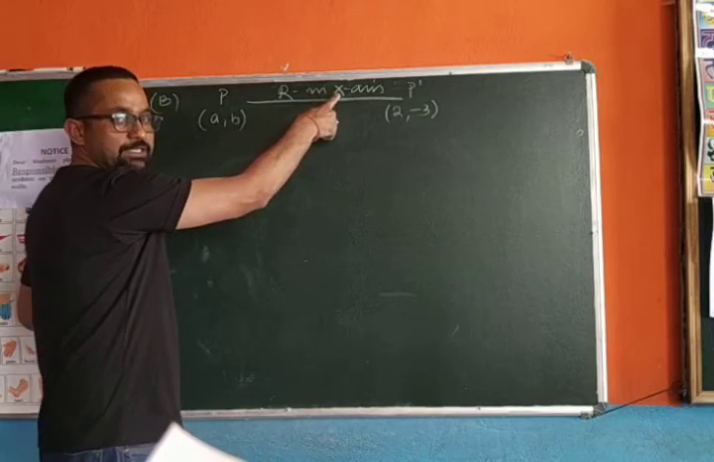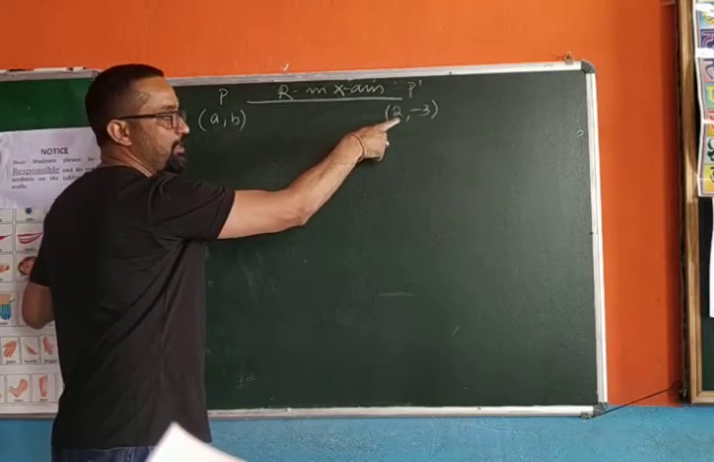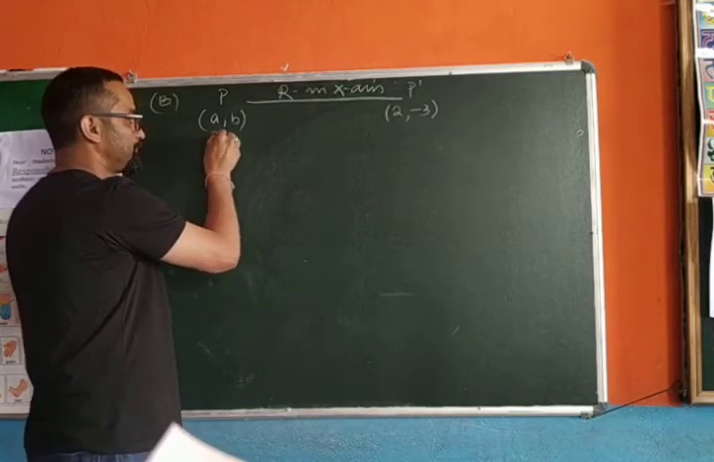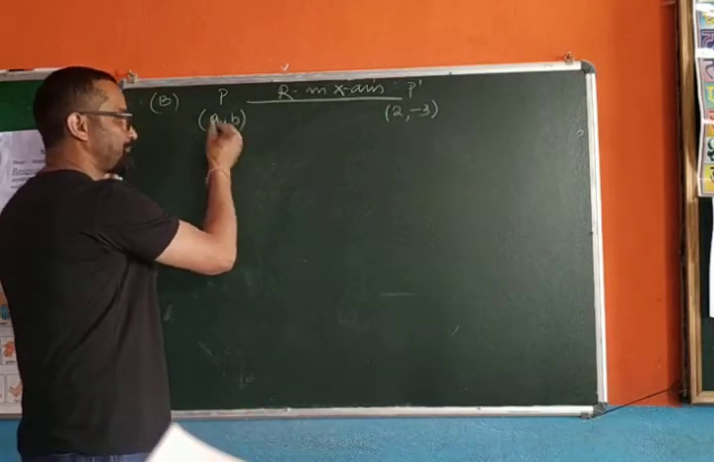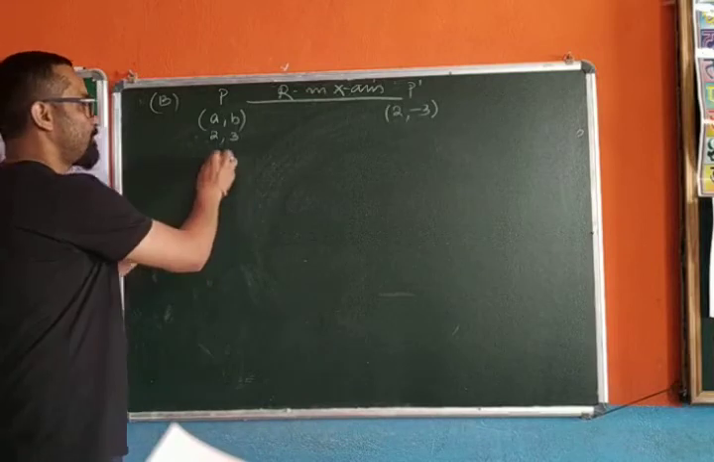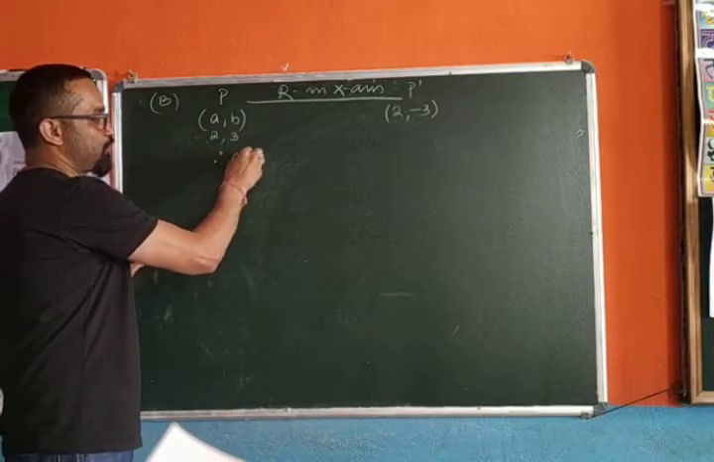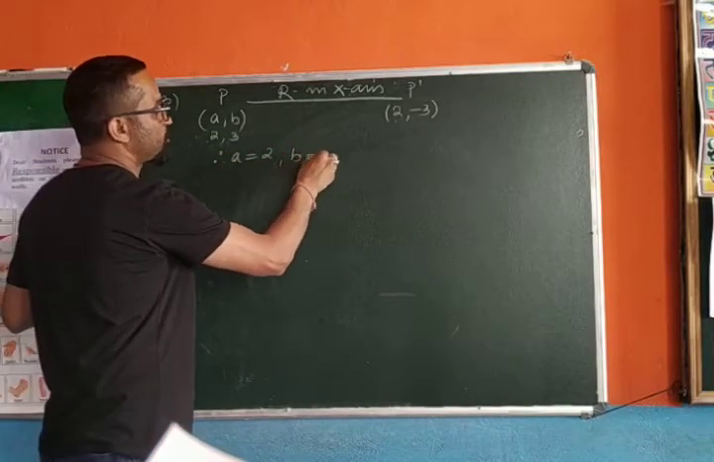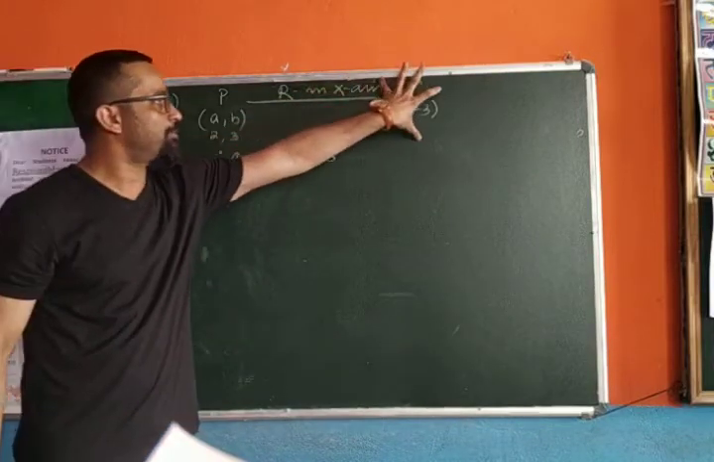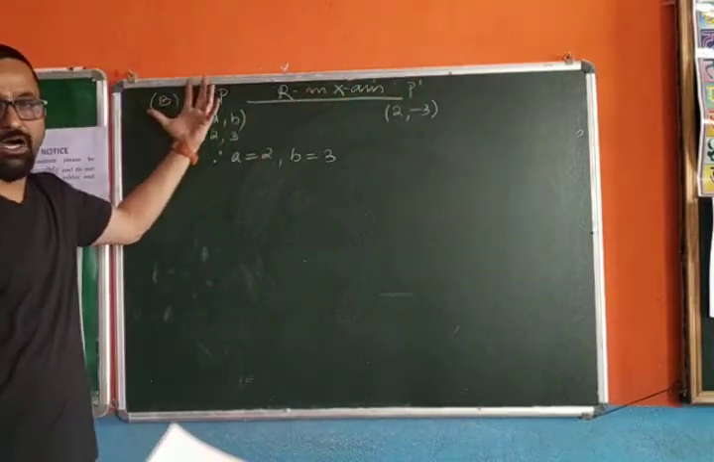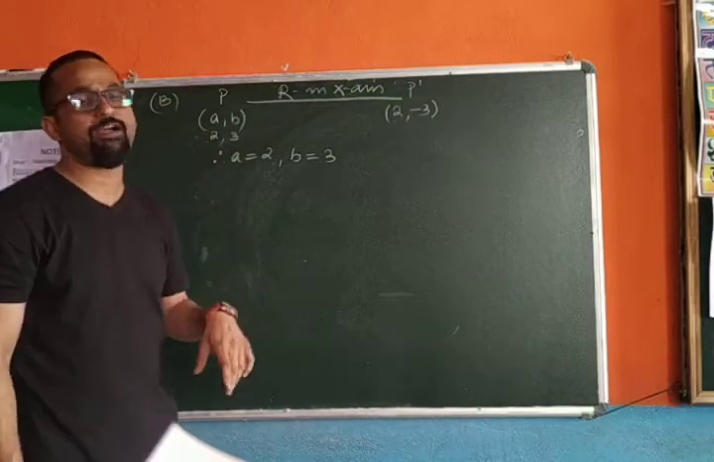Point is getting reflected in the x-axis, so you copy the abscissa here. The ordinate will change the sign. Therefore, A is 2 and B is 3. You just compare it. From the image, calculate the object and then write down the value.